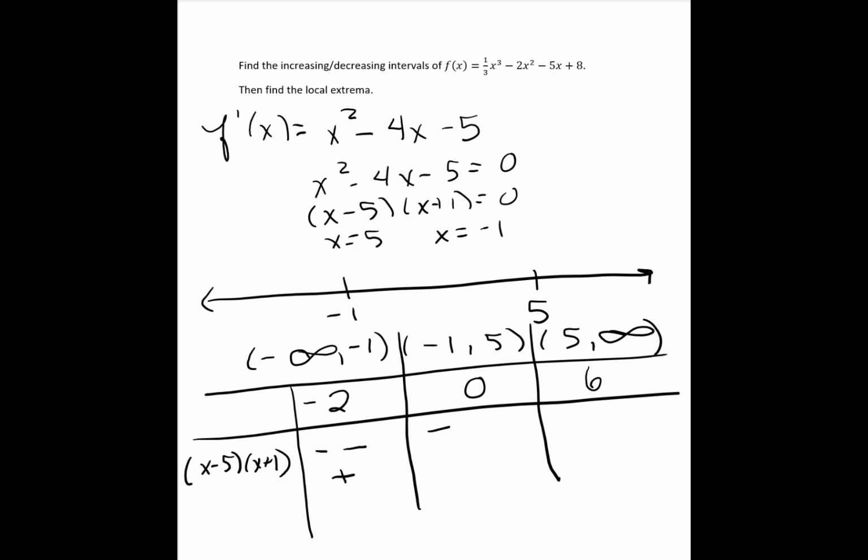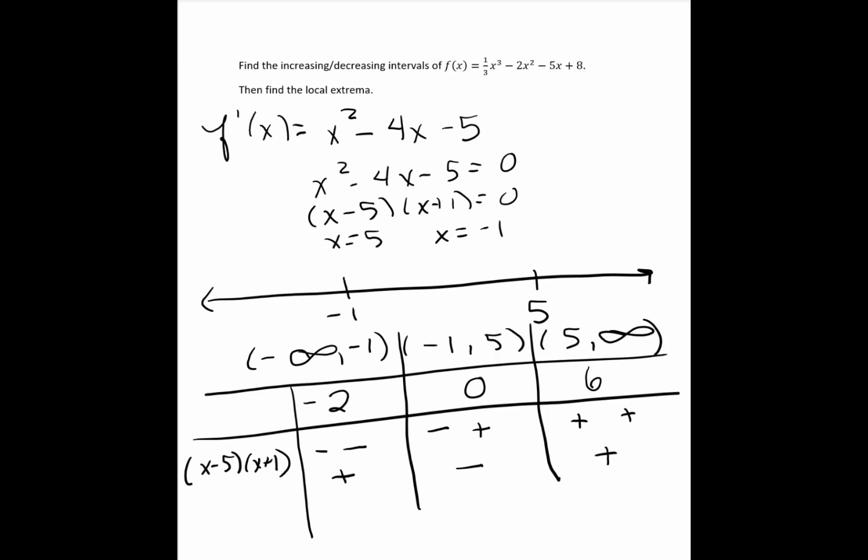0 minus 5 is negative. 0 plus 1 is positive. So again, 0 went into these factors and I said, what sign do I get? A negative times a positive is a negative. 6 minus 5 is positive. 6 plus 1 is positive. A positive times a positive is a positive. So we broke up our interval, we picked a test point, we tested the sign of the derivative using the test point.